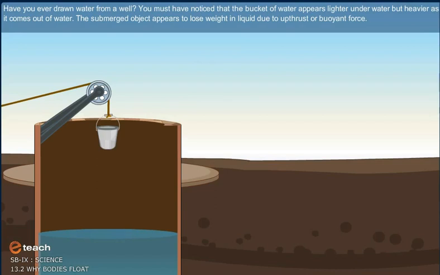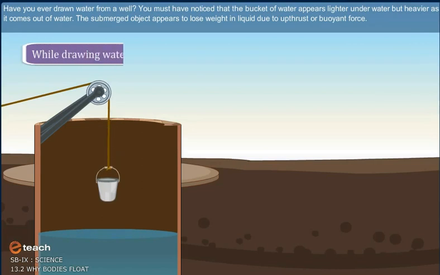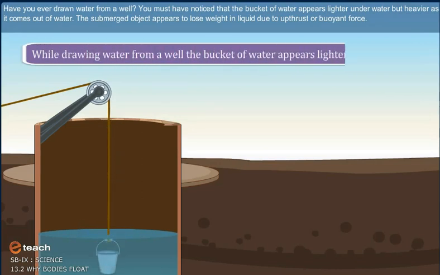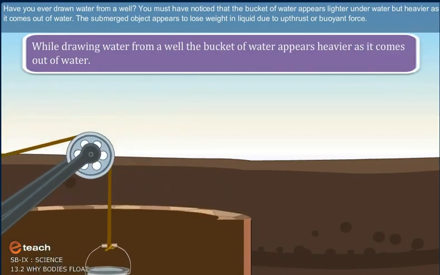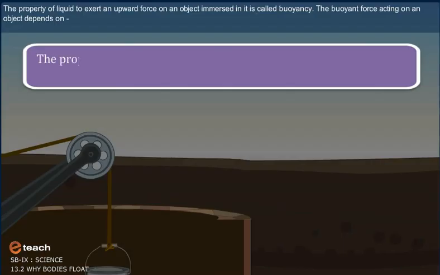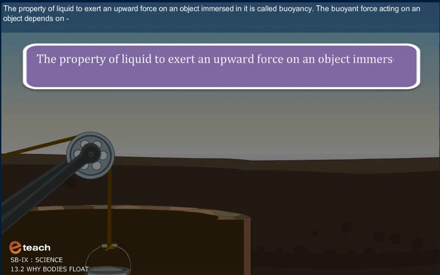Have you ever drawn water from a well? You must have noticed that the bucket of water appears lighter under the water but heavier as it comes out of water. The submerged object appears to lose weight in liquid due to upthrust or buoyant force. The property of liquid to exert an upward force on an object immersed in it is called buoyancy.